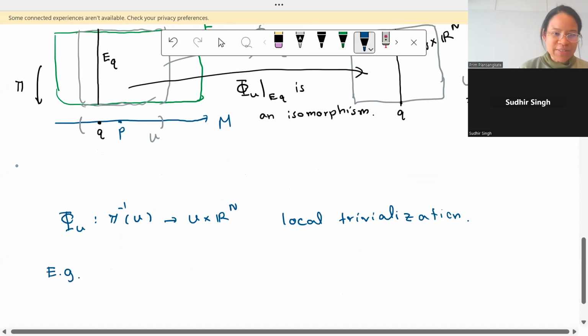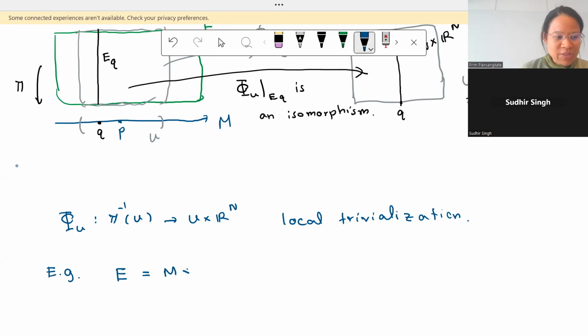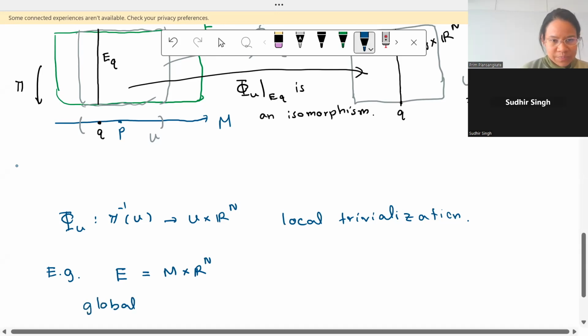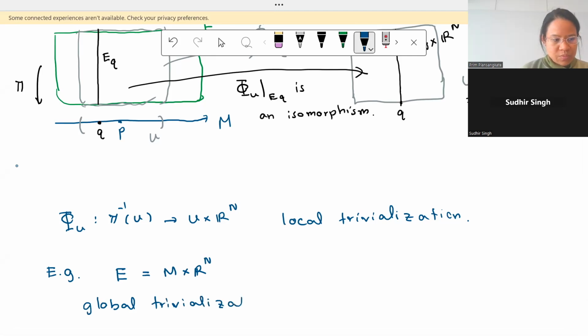A simple example is the product manifold itself. Say E is M cross Rn. Then this is clearly a vector bundle, and it admits a global trivialization, phi. I don't put a subscript U because it's over the whole M. So phi is just the identity.